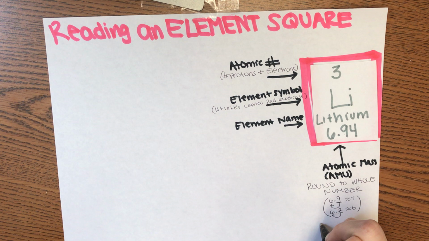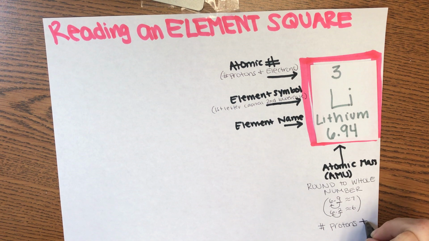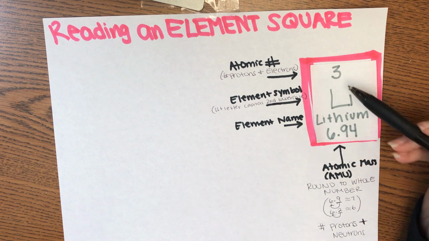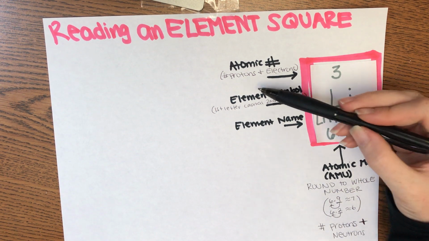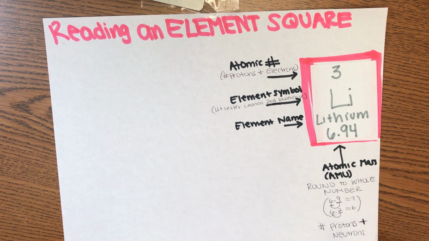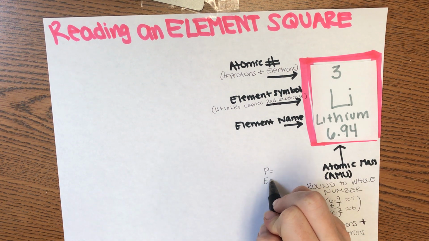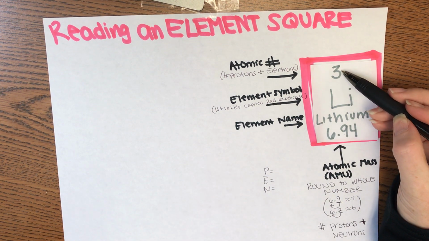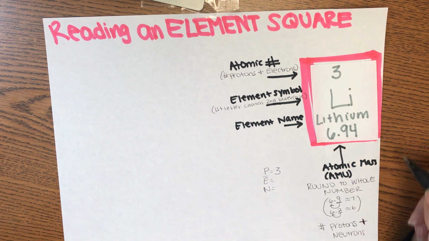And the atomic mass tells you the number of protons plus the number of neutrons. So we know that this number here, our atomic mass, tells us protons plus neutrons. This number up here tells us protons and electrons. If we were wanting to find the number of neutrons, all we would have to do is subtract. So here we know the number of protons from up here at the top of our element square. So we know there's 3 protons. Because there's 3 protons, there are also 3 electrons.